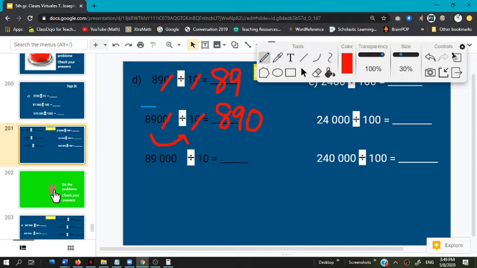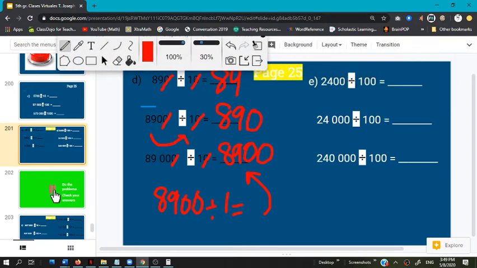Let's do the last problem. 89,000 divided by 10. Well, divide 89,000 by 10 and 10 by 10, and then we're left with a simpler problem, which is 8,900 divided by 1, which just gives us 8,900. All right, cool. These probably look pretty similar because they are.